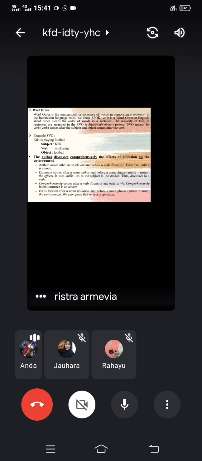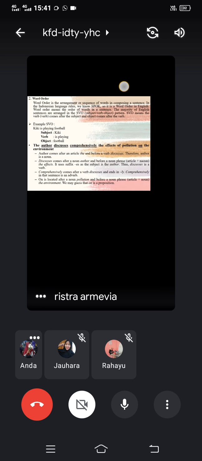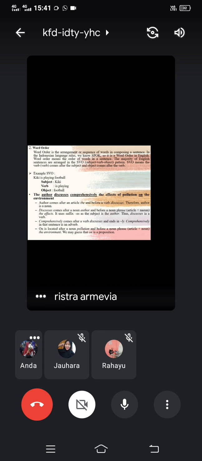The author discusses comprehensively the effect of pollution on the environment. First, author comes after an article, the, and before a verb, discuss. Therefore, author is a noun. The effect comes after the noun author and before a noun; article plus noun. The effect uses the suffix, as the subject is the author. Thus, discuss is a verb.